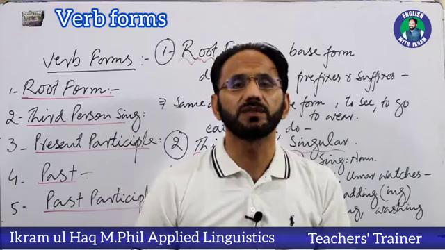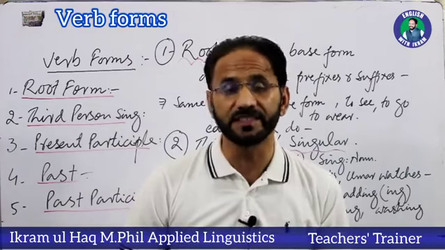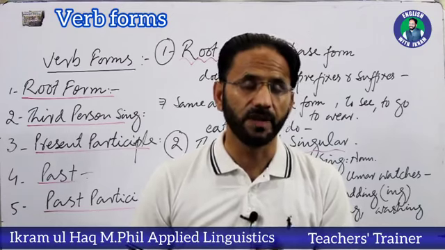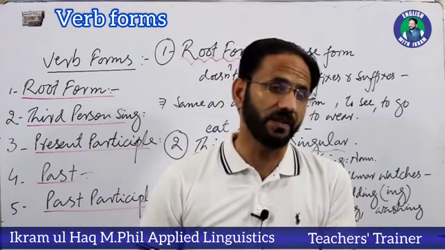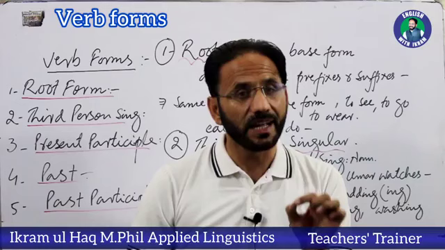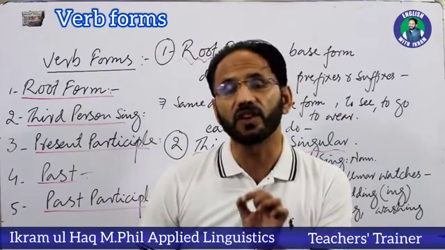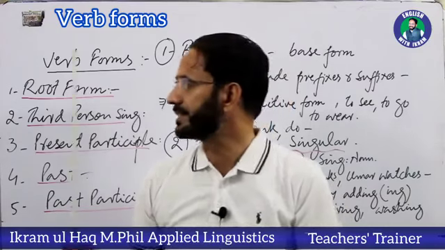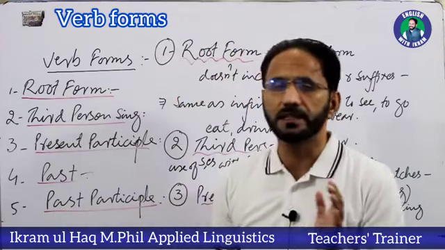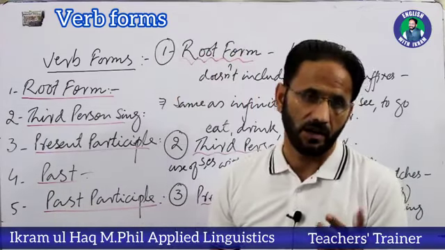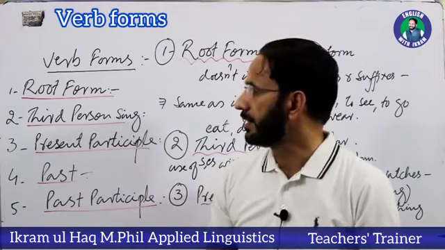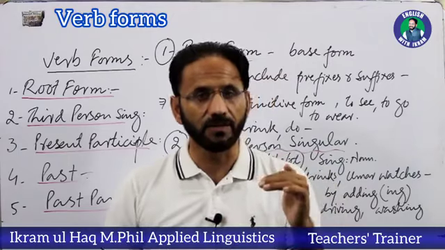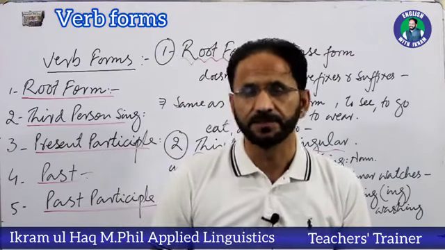So whenever we use a third person singular pronoun in simple present tense, or whenever we use a singular noun, and whenever we use the name of any person, we add s or es with the base form of the verb, with the root form of the verb. So this is the second form of the verb, that is third person singular form of the verb. It means that a verb can also be used in this form with the addition of s or es, right?